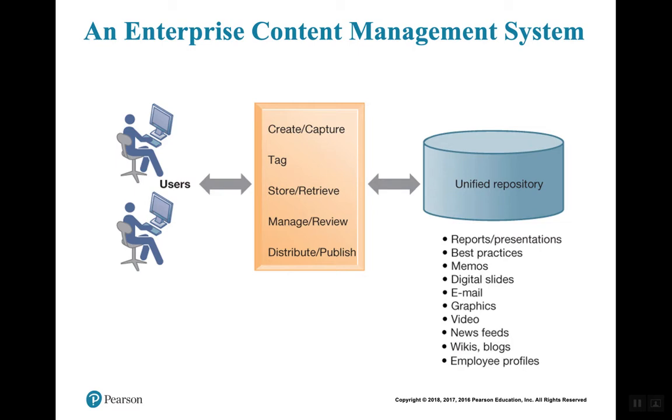All right. So the idea is we take all of these different types of data and put it into some sort of common storage. And then we have the ability to create, capture, tag, store, retrieve, manage, review, distribute, publish. Actually, one thing that should be in here is search. All of these are the mechanism of an enterprise content management system. And then we have the users working with the application, which is then working against this unified repository of a whole bunch of different data types and data sources.